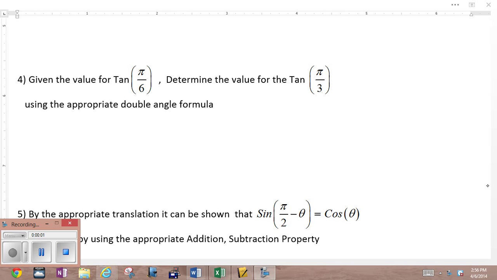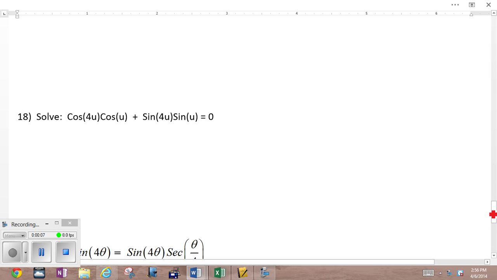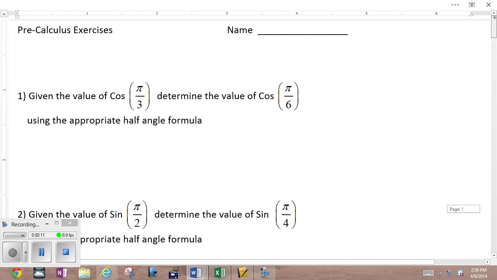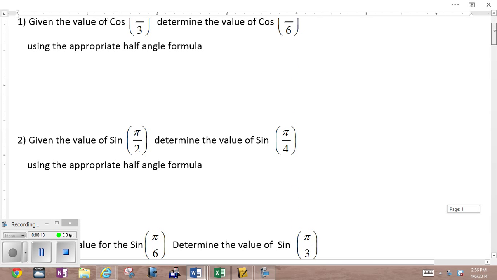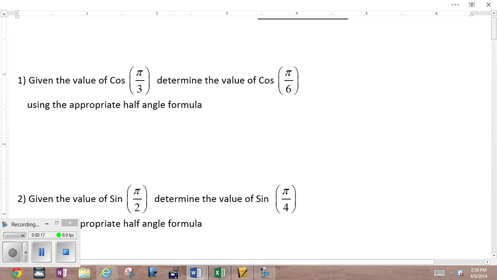Okay, in this video, we're going to look at some of these problems from our worksheet on the trig identities involving the double angles, half angles, and the like. Hopefully some of these were pretty straightforward, like the first one.